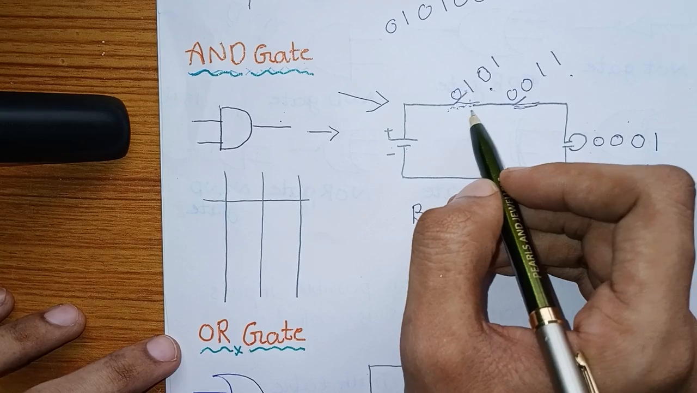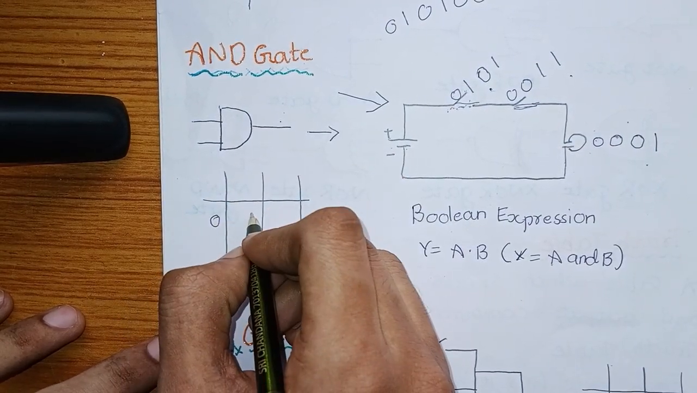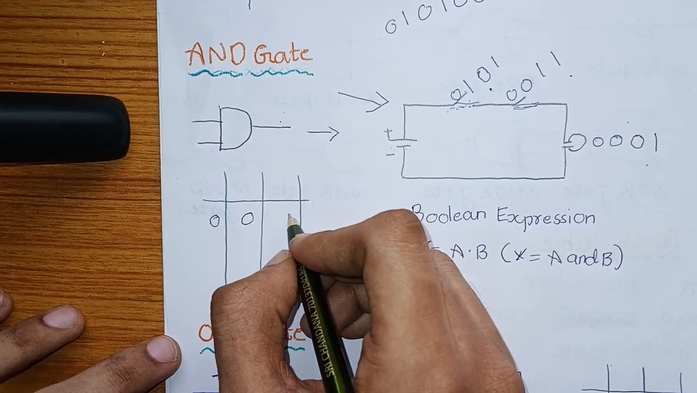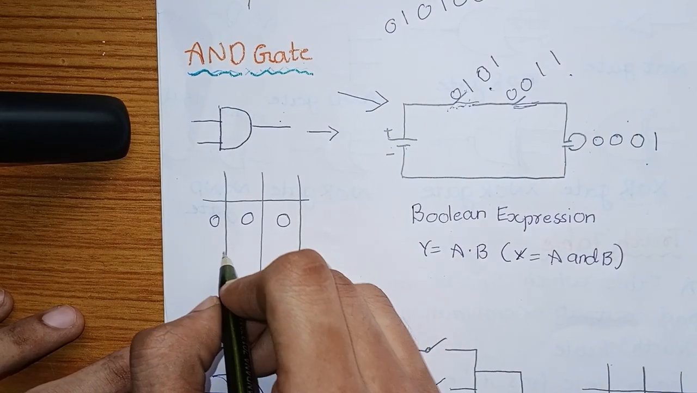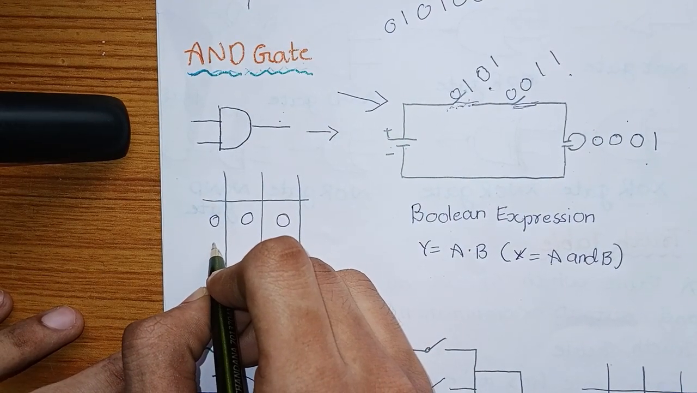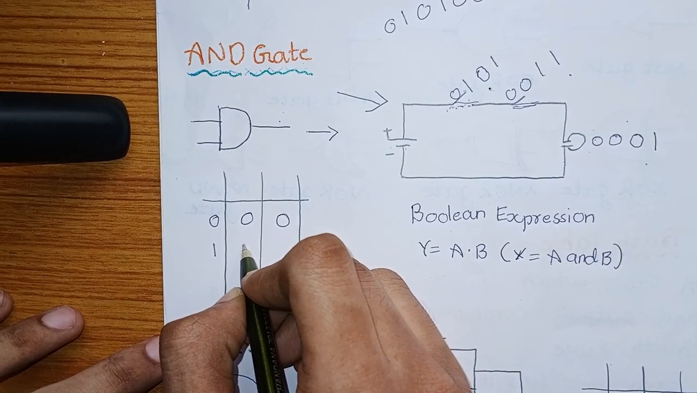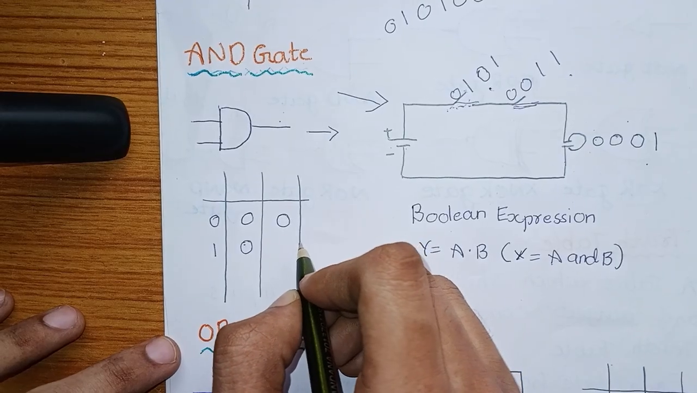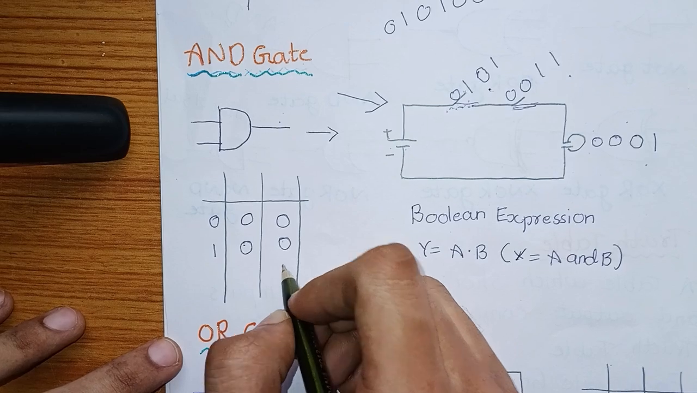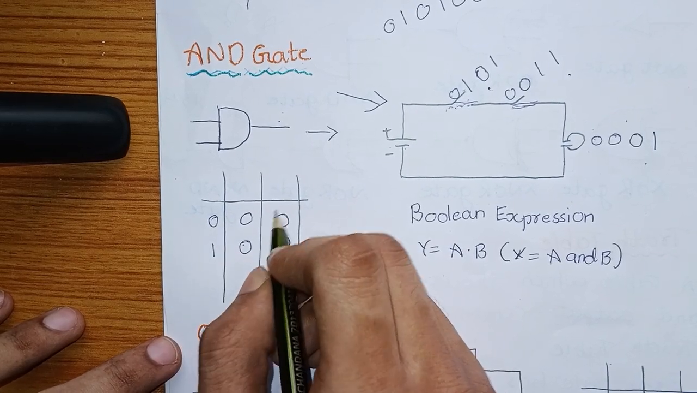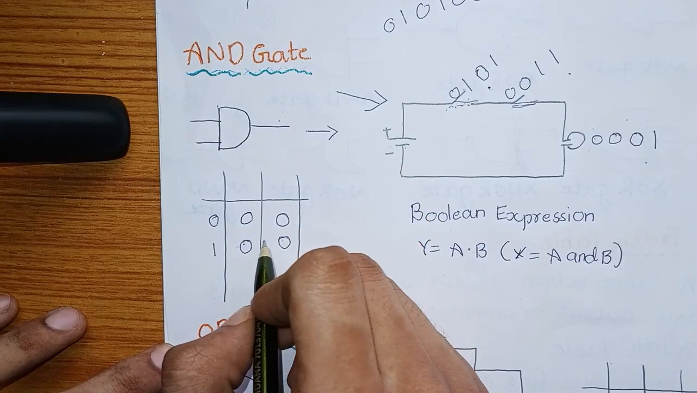Let us come back to the first case. Both switches are open, so here 0, here 0, and did the bulb glow? No, definitely not. Then it is 0. Next, in the second case, we have taken the first switch as closed, so it is 1. The next switch is open, so 0, and does the bulb glow here? No, definitely not. So it is 0. This is the output, and these two are the inputs.